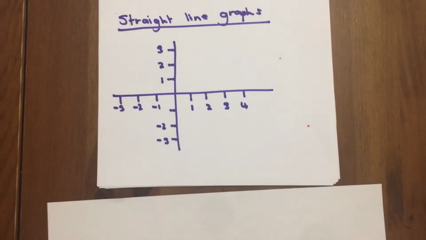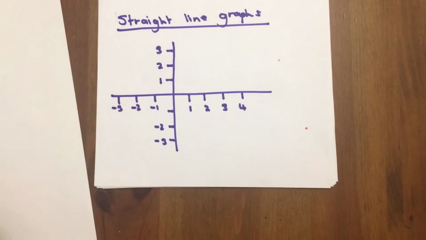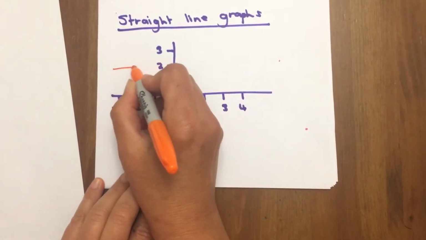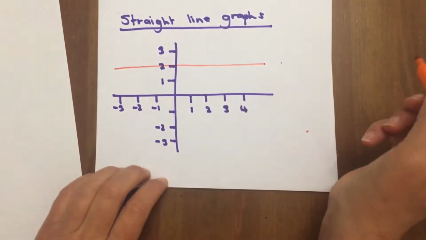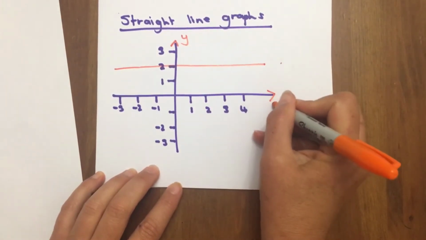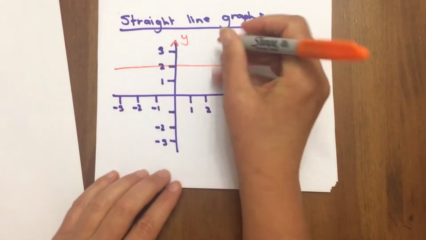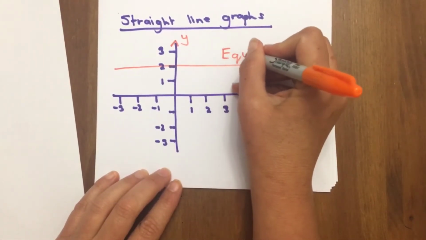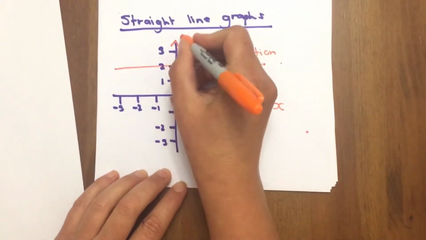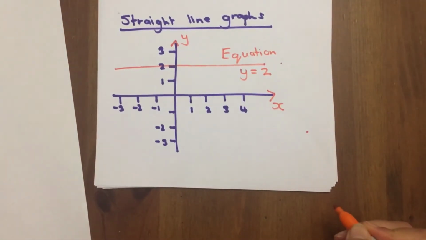This is all stuff that we've done this year, okay? Straight line graphs. Right, if I drew this line here, what would the equation of this line be? Remember, this is the y-axis, this is the x-axis. Okay, what do you think the equation of this line is? Have a go, have a think. Yep, it goes through y at 2, so the equation is y equals 2.